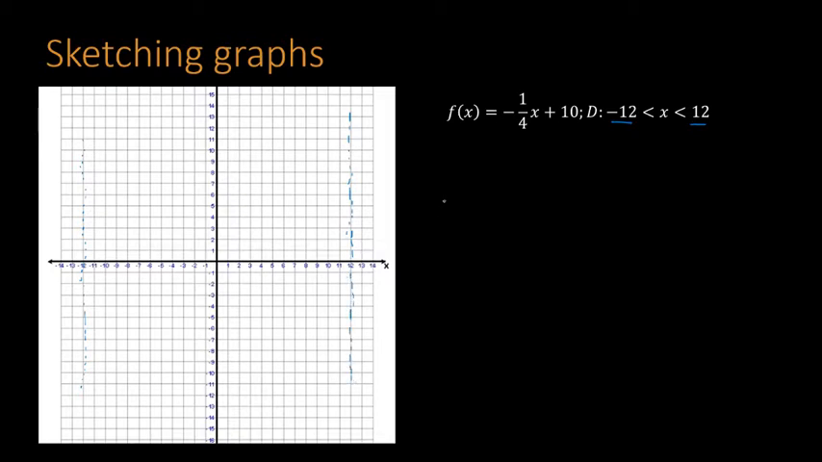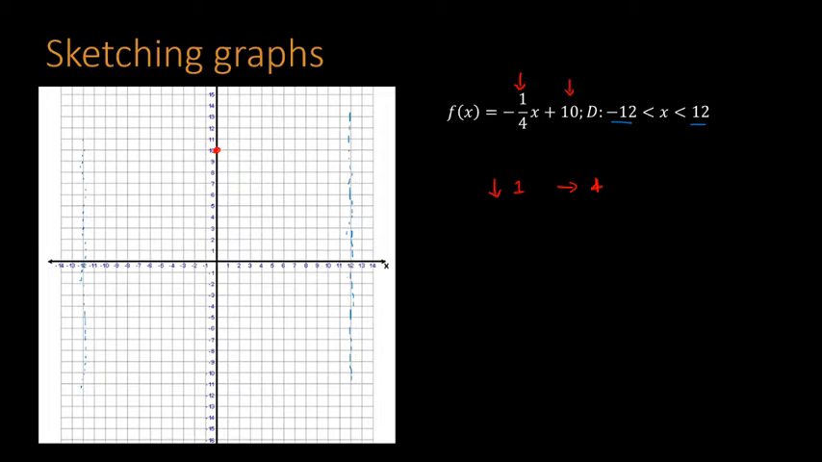Okay, now I'm ready to look at my function. So I've got f of x equals -1/4 x plus 10. So I know that 10 is the y value of my y-intercept. So I go to the y-axis, I find 10, and I plot my point. The rate of change is the coefficient of x, which is negative 1/4, which means I'm going to go down 1, and to the right, I'm going to go over 4.